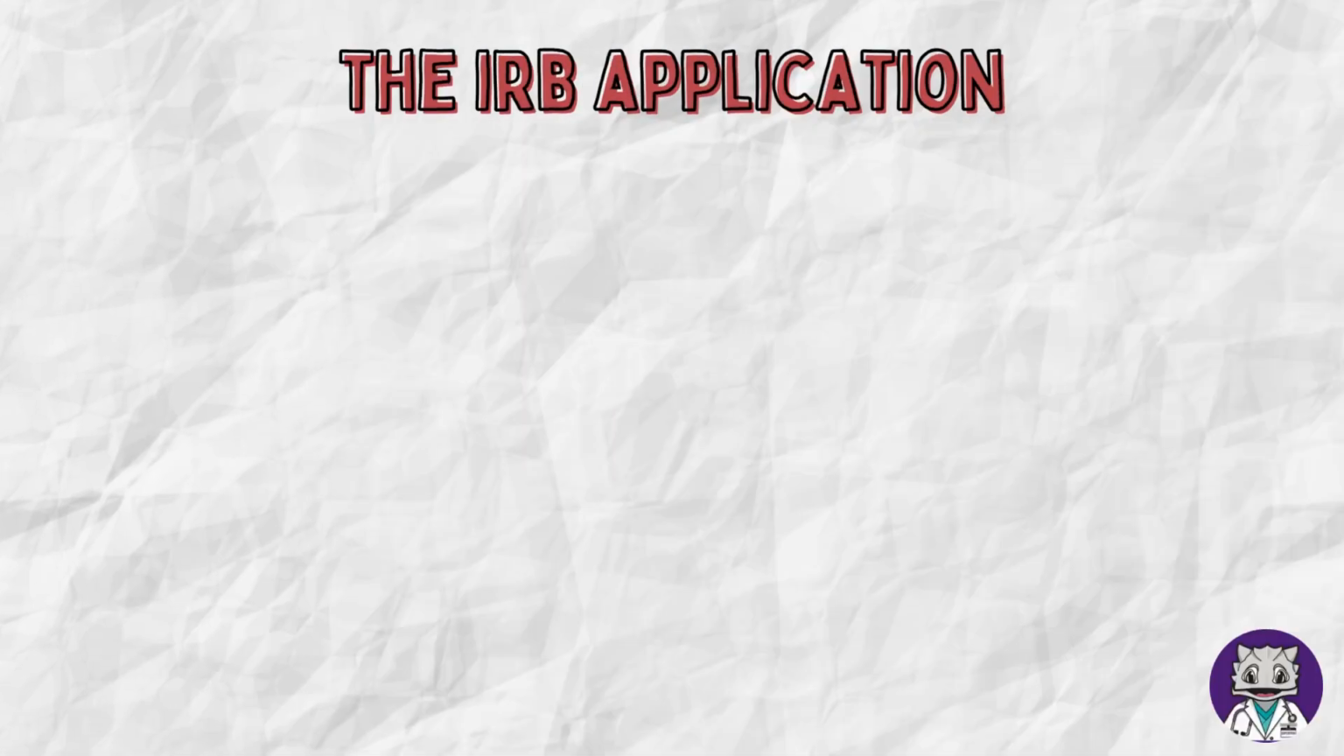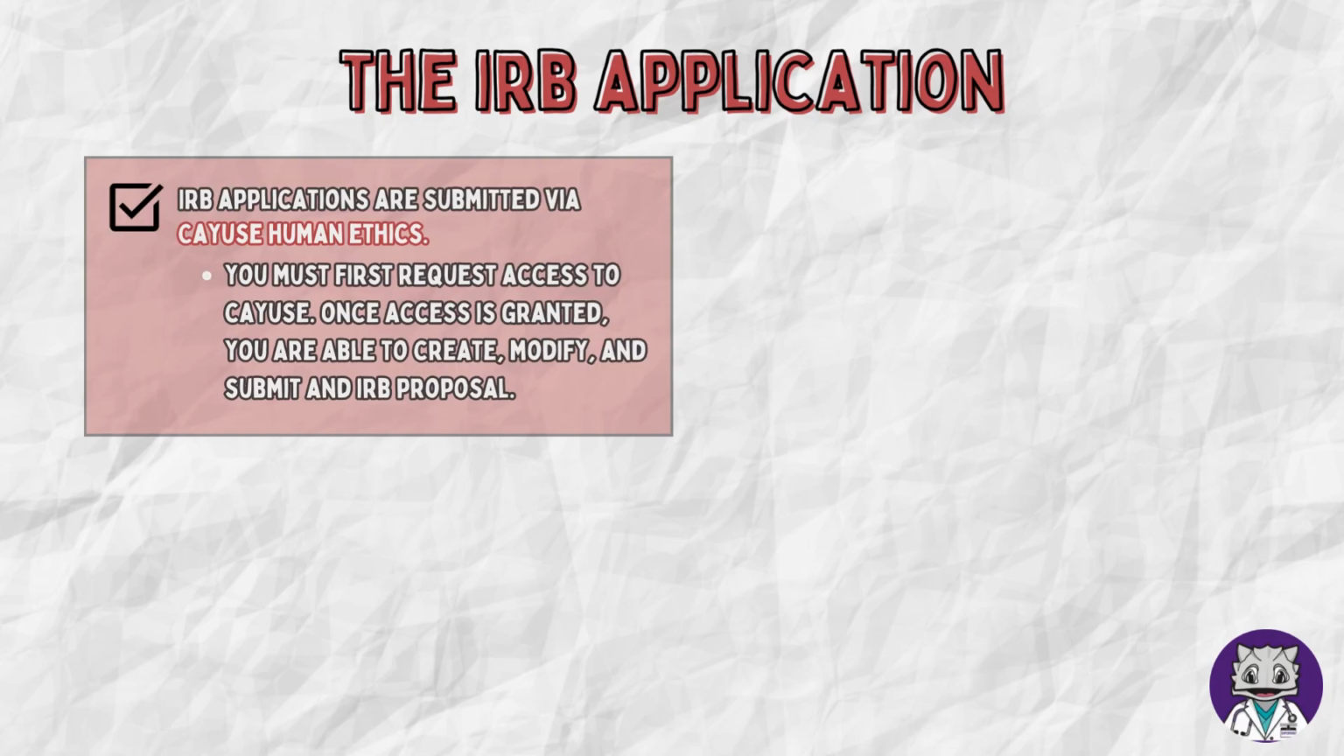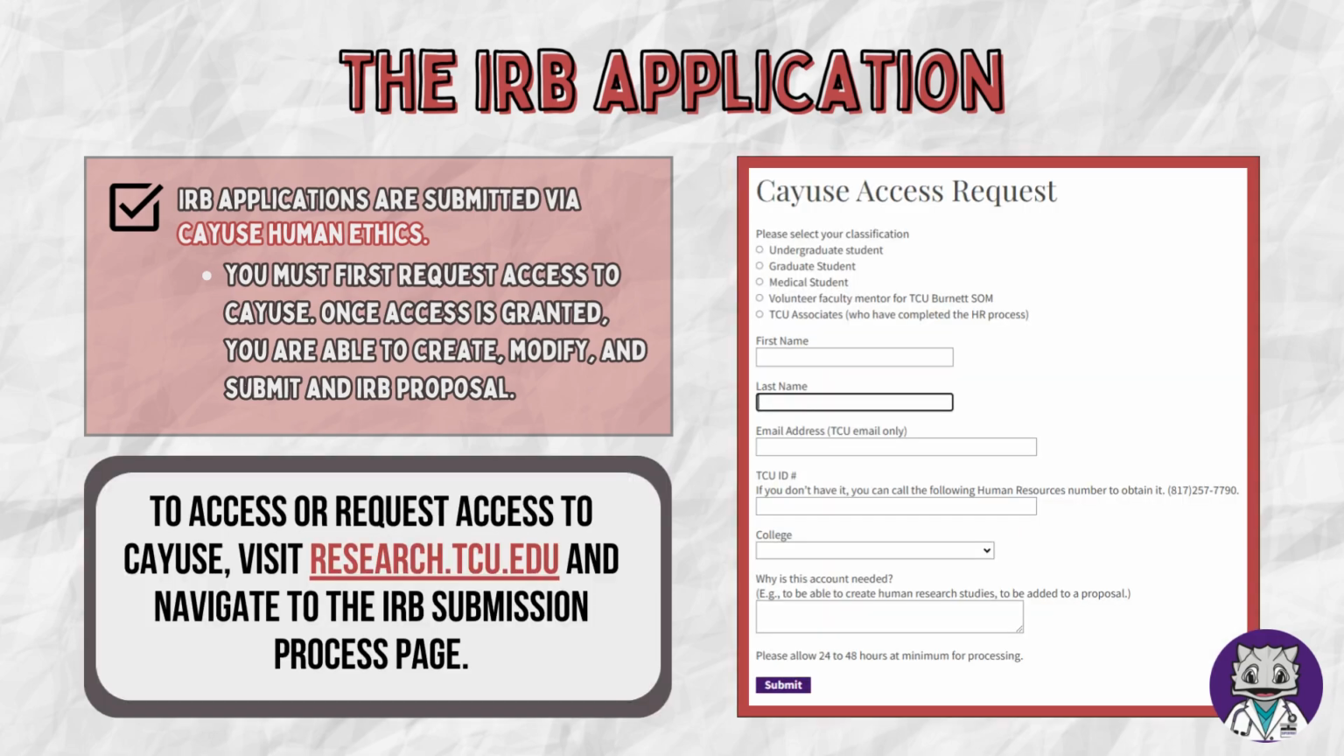Now we will discuss how to submit your IRB application. IRB applications are submitted via Cayuse Human Ethics. You must first request access to Cayuse. Once access is granted, you are able to create, modify, and submit an IRB proposal. Visit research.tcu.edu and navigate to the IRB submission process page to request or verify your access to Cayuse.